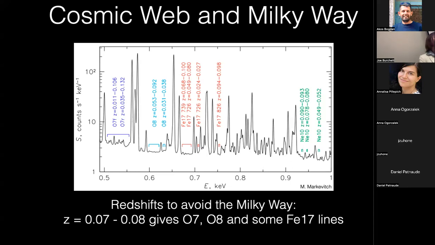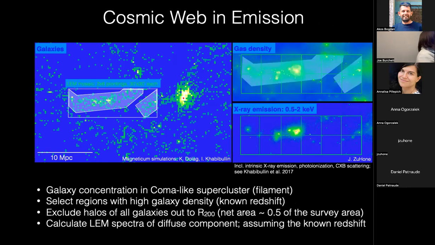All right, so now let's take cosmological simulations. We have plenty of them, and here we're using magnetic simulations from Klaus Dolag and his group. These simulations give us all the information about the filament structure, and we are focusing on one particular filament. So this is how galaxies look in this filament. This is the gas density, and this is simulated X-ray emission within the LEM range, and it includes everything: intrinsic X-ray emission from the filament, photoionization, and cosmic X-ray background scattering. So this is how the same region will look in X-rays.